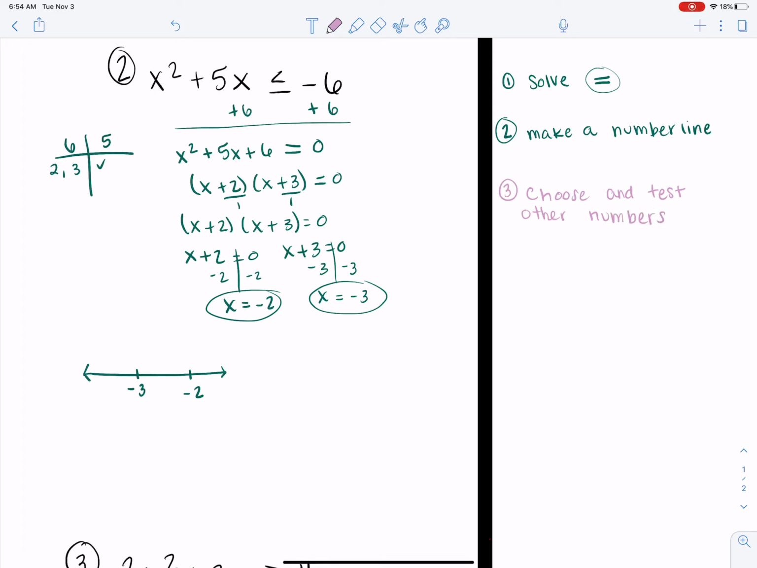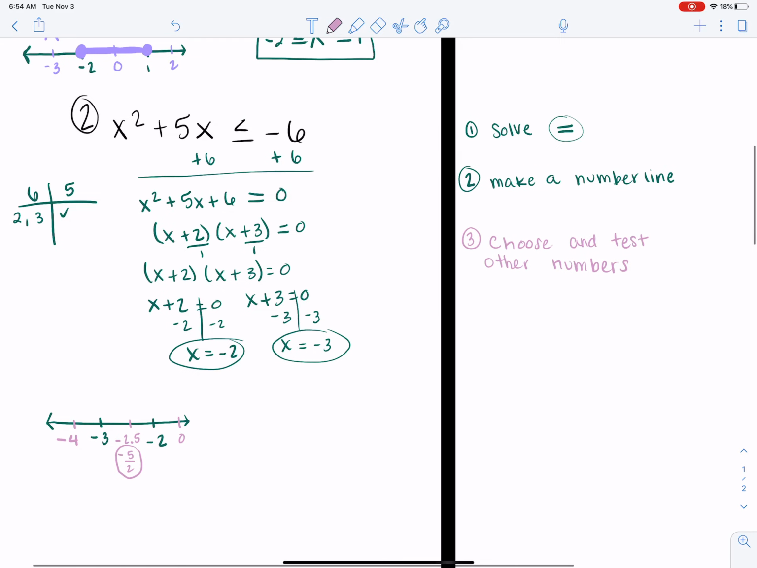So if I pick a number bigger than -2, I'm going to go with 0 just because it's easy. You could have gone with -1, or you could have gone with 5, or you could have gone with 100. Anything to the right of -2. To the left of -3, I'm just going to go with -4. But in the middle, I'm kind of stuck because they're right next to each other, so I have to pick a decimal value. So I'm going to go with -2.5. But -2.5 is really -5/2, and we're going to use fractions. Okay? All right, so now let's test those.